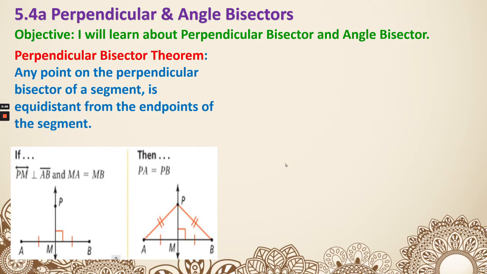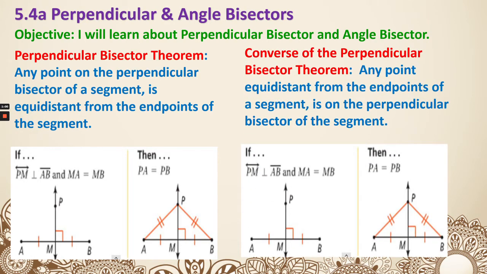Then we have two theorems. Perpendicular bisector theorem and Converse of perpendicular bisector theorem. The theorem is saying when we have a perpendicular bisector, so like in the graph on the bottom, AB is right here, this PM is the perpendicular bisector, so it's cutting AB into two equal parts. The theorem is saying any point on this perpendicular bisector, so for example, we pick this point P, it's a random point, it could be anywhere, but right now we're picking it right here.